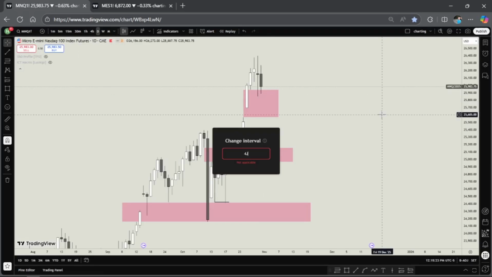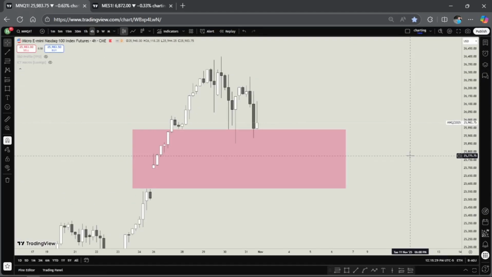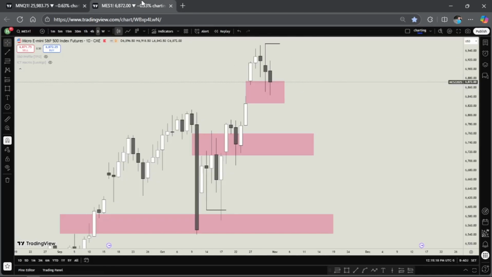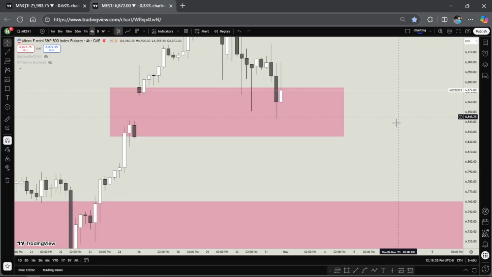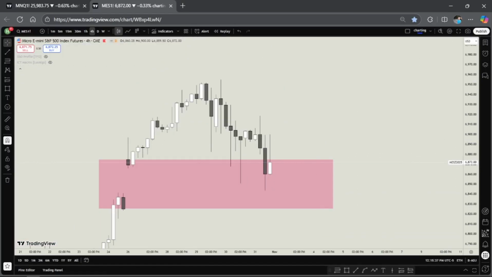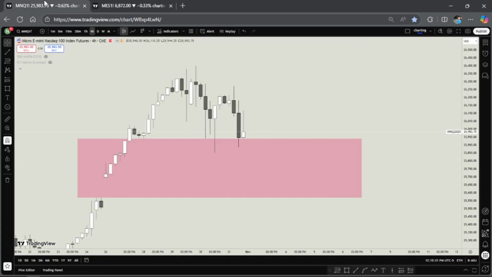Let's go into the 4-hour chart, 4-hour time frame. So when I look at this on 4-hour, and also on ES, as you can see, ES sweeps this low, but on NQ we do not sweep this low.